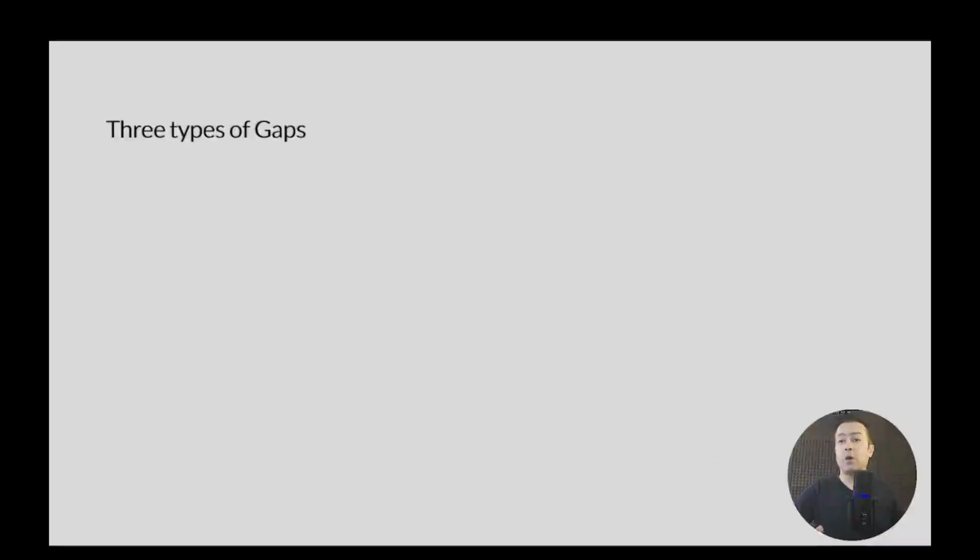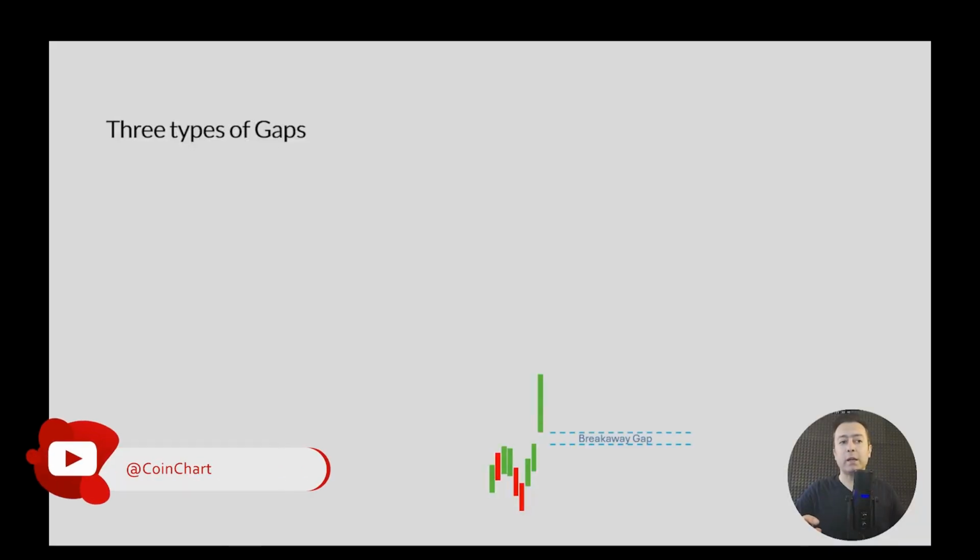The first type of gap that John Murphy discusses is the breakaway gap. So what is a breakaway gap? Imagine the way price moves in the market, sometimes moving up, sometimes moving down. You can see that somewhere along the way, a price gap forms, meaning part of your candlestick remains empty, as you can see in this section of the candlestick. This type of gap is called a breakaway gap.